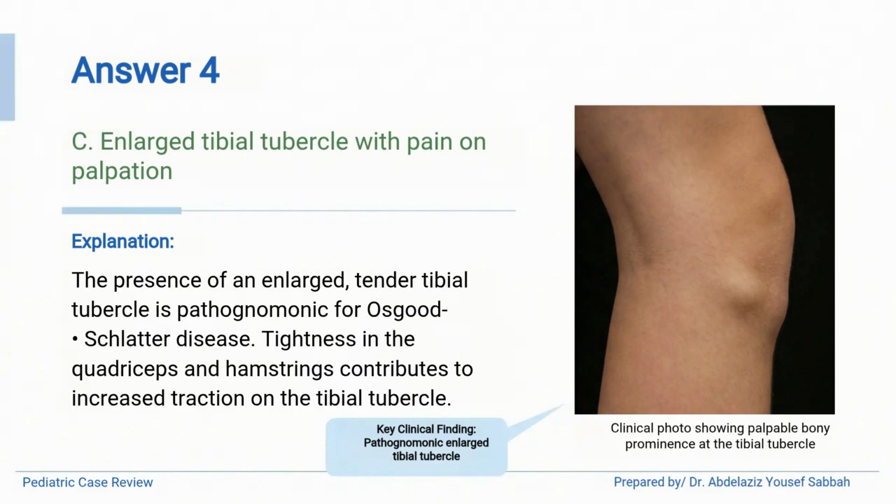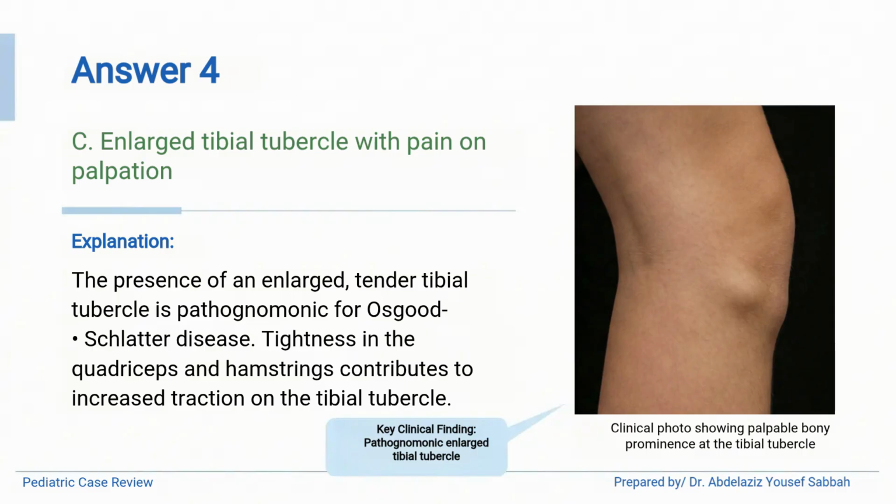The presence of an enlarged, tender tibial tubercle is pathognomonic for Osgood-Schlatter disease. The tibial tubercle becomes prominent due to repeated traction injury, reactive bone formation, and partial avulsion of the apophysis. Tightness in the quadriceps and hamstrings is a contributing factor that increases traction forces on the tibial tubercle.